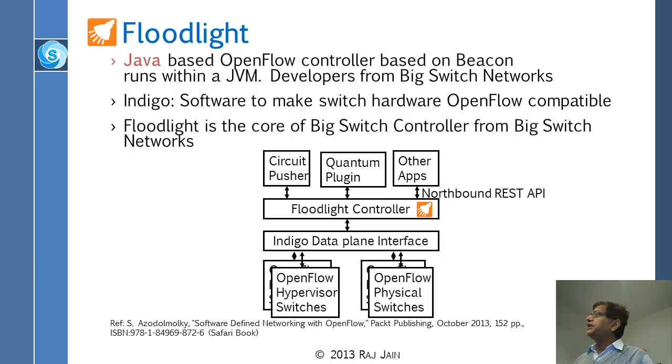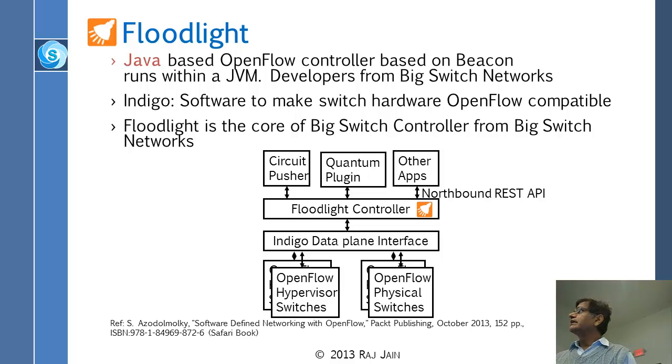And it uses Indigo. Now, we talked about Indigo. You probably forgot about it when we talked about the switches. Indigo is the firmware that you can use, actually we call it software, to make hardware switches do OpenFlow. So it can talk to Indigo. Indigo is basically how you change a hardware switch to an OpenFlow switch by using the Indigo software. So Floodlight is the core of the Big Switch controller. So now Big Switch Network sells the Big Switch controller. So they have their own controller, which we can call a commercial controller. But the main part of their controller is this Floodlight.